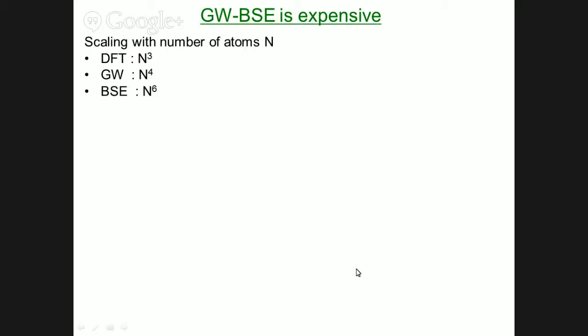Then you go to paper and pen and you say, what are the scalings of these things? In terms of the number of atoms, DFT scales like n cubed, like Len said, GW like n to the fourth, and the Bethe-Salpeter like n to the sixth. Polynomials with powers. But this is very, very unrepresentative of the real world.